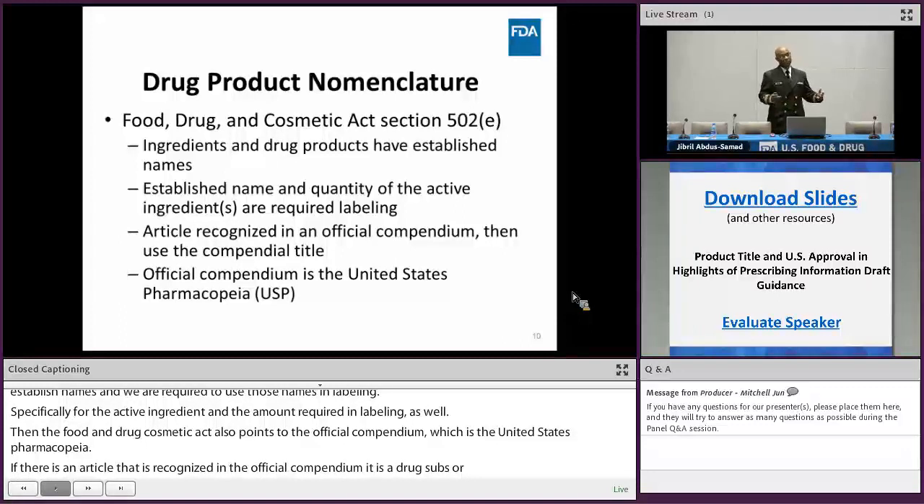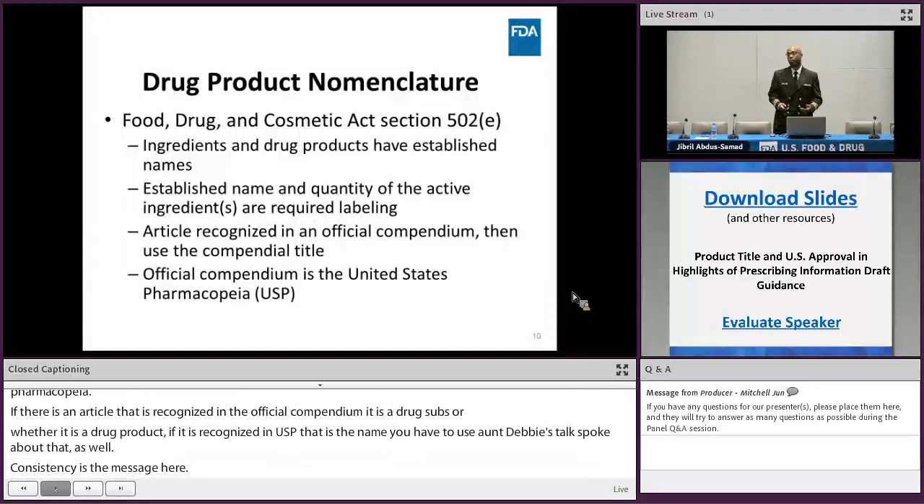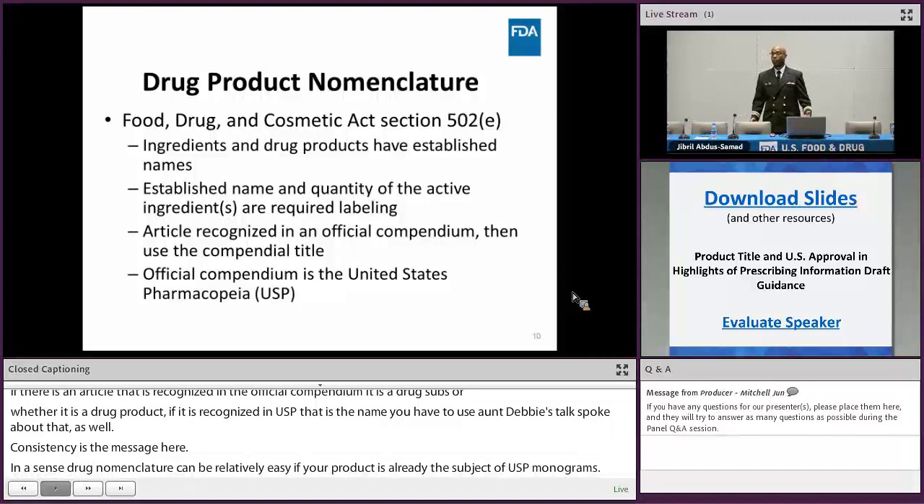In a sense, drug nomenclature can be relatively easy if your product is already the subject of a USP monograph. It's very easy, just use that title. But what do we do when the product is new and there is no USP monograph for your drug product? That's the essence of what we'll discuss today.